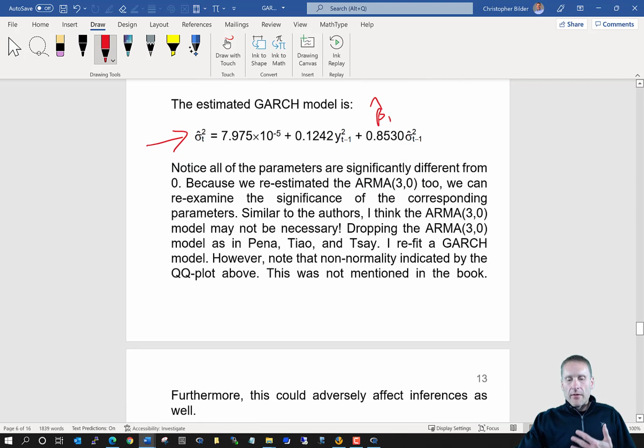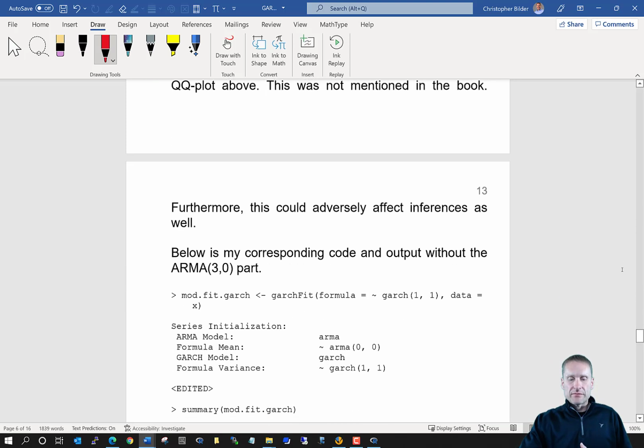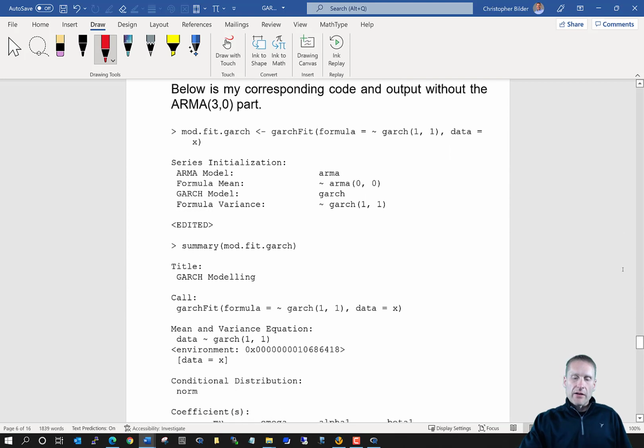Now, the authors also noticed that with respect to the AR3 part of the model, because it's non-significant, maybe we don't need that AR3 part. So as they suggest, what if we drop that part, re-estimate the GARCH model, and see what happens? Let's go ahead and do that.